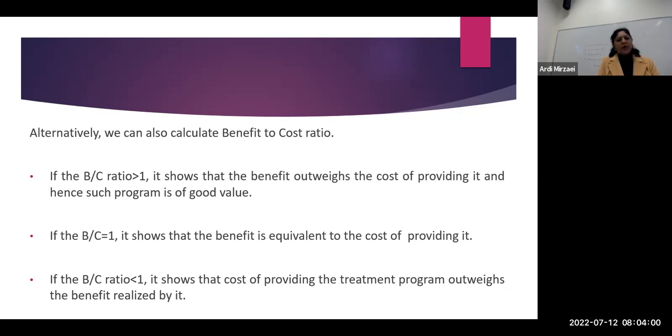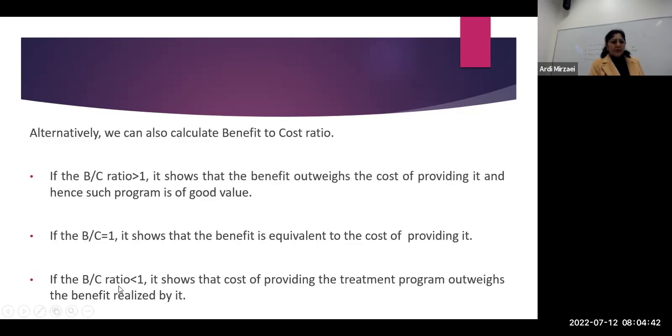If the benefit to cost is 1, it shows that the benefit is equal to the cost of providing it. If the benefit to cost ratio is less than 1, it shows that the cost of providing outweighs the benefit. So it is not worth going for that program. I was giving you the example of having that IV unit in the hospital. The hospital wants to start an IV admixture unit. So what is the cost and what would be the benefit? If the benefit to cost ratio is more than 1, then you can go for it. If it is less than 1, there is no point in going for it because it will incur loss.